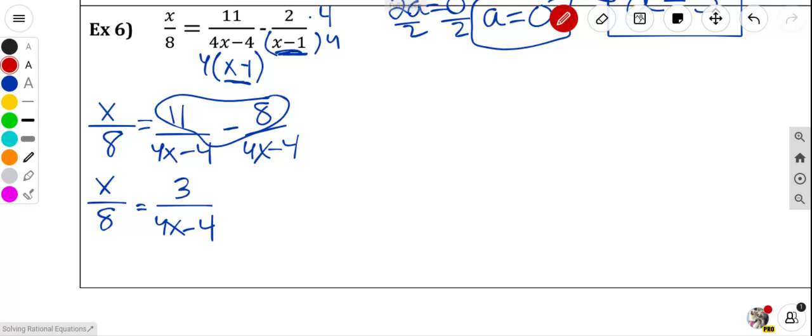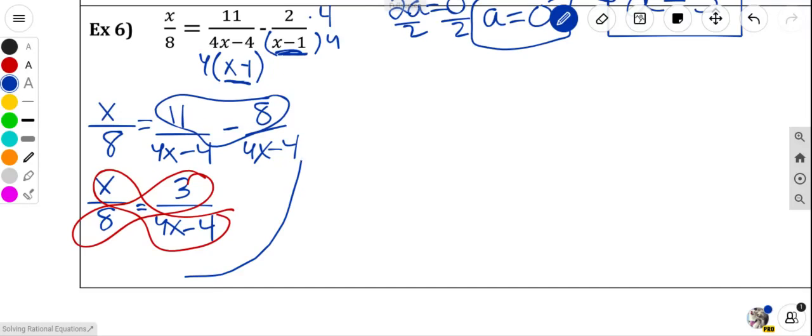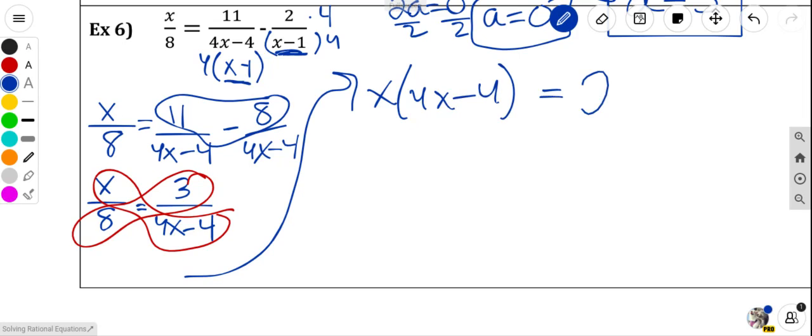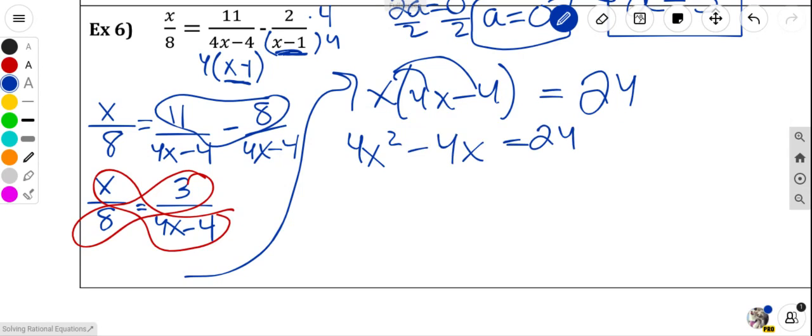So now it's a regular proportion where we are going to cross multiply. So we'll do this over here on the right-hand side. So that's going to be x times 4x minus 4 equals 8 times 3, which is 24. Now we're just going to solve. So I'm going to distribute here. Remember, x times 4x is 4x squared. x times negative 4 is negative 4x equals 24.